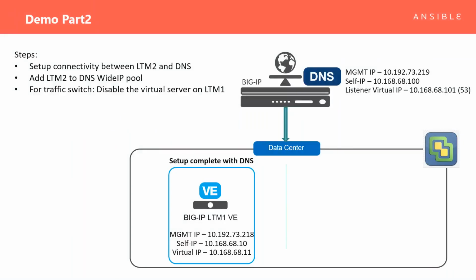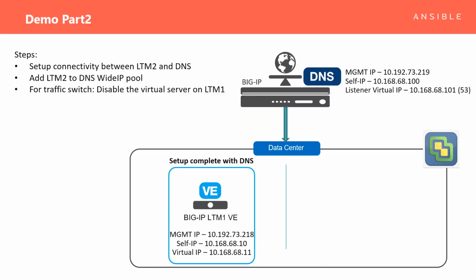Now, part 2 of the demo is going to talk about how to establish trust between this LTM that we have spun up and our DNS, and then how do we switch traffic from the blue to the green environment. So have this topology in your mind where you have your DNS, it's listening on an IP address of 68.101, that is listening on port 53. So if any client were to make a request to a URL, that URL would be resolved to an IP address using 68.101.